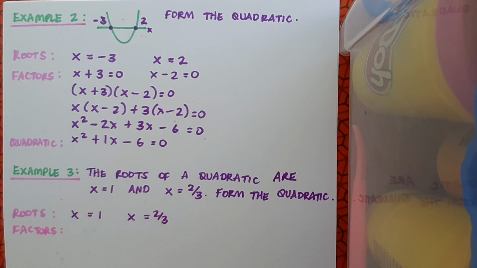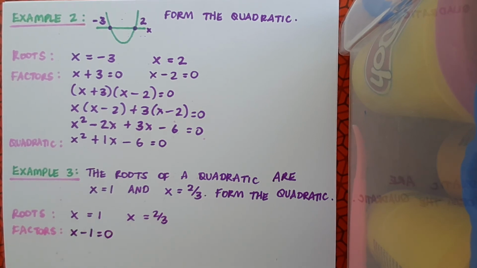Next, I need to make my factors. So the x equals 1 is easy. I just bring the 1 across and it's x minus 1. So I'll write x minus 1 equals 0. When I have a fraction like this, I don't just bring the fraction across and subtract it. I've got a couple of steps that I have to follow. And the first of these steps is to take the bottom of the fraction, the denominator, and bring it up in front of the x and multiply. So that then will give me 3x equals 2.